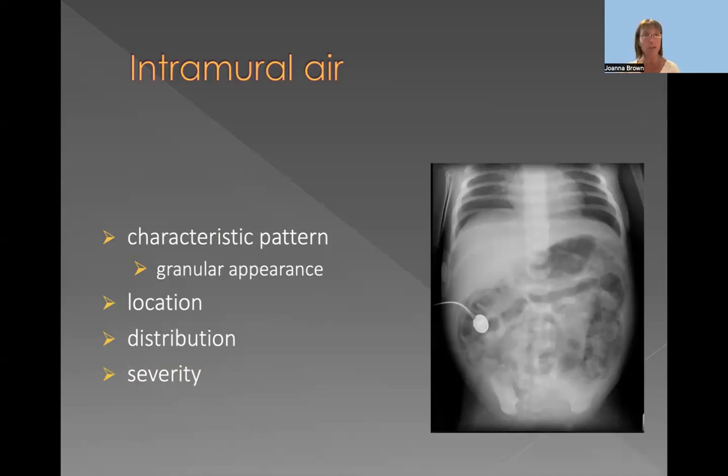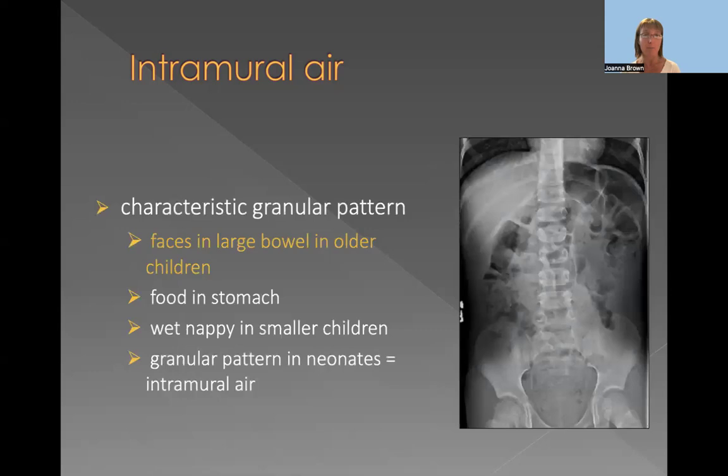Let's have a look at a few abnormalities of abnormal air within the wall of the bowel, because we know that air shouldn't be present there. So this is a very characteristic pattern of abnormal air in children with necrotizing enterocolitis. Again, a big emergency. You need to diagnose it on the X-ray, and you need to start treating these children immediately to avoid mortality and death of the children.